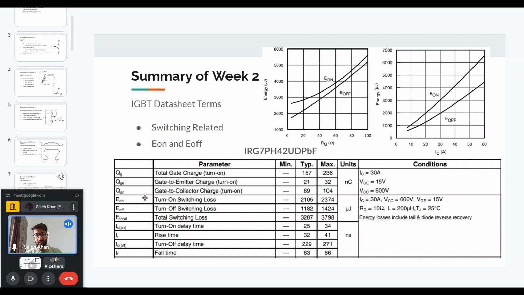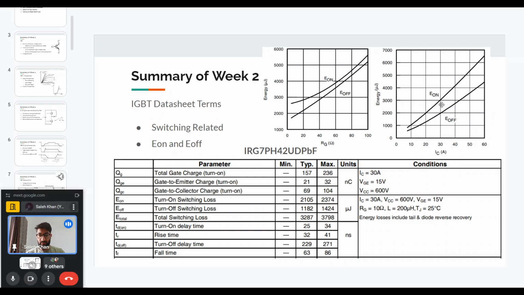And later on, they actually have different curves. So for example, as the current increases, how the E-on and E-off energy values also change. And as you can see, as the current increases, these values are also increasing. So for higher current values, the switching loss is higher, and the on energy is usually higher than the off energy because the on energy also contains the diode reverse recovery.